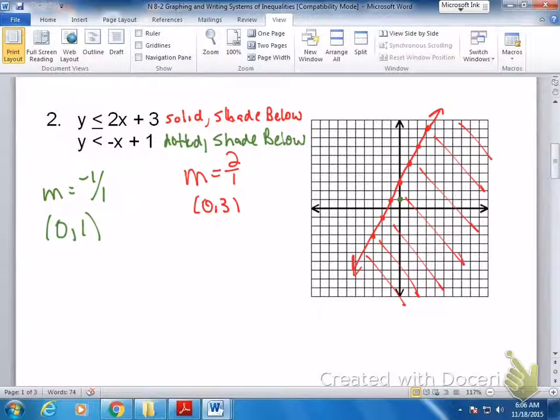Now let's plot some of our points. My slope is negative 1 over 1, so I'm going to go down 1, right 1. Down 1, right 1. Then I'm going to do the exact opposite to go up the other direction. I'm going to connect these with a dotted line.